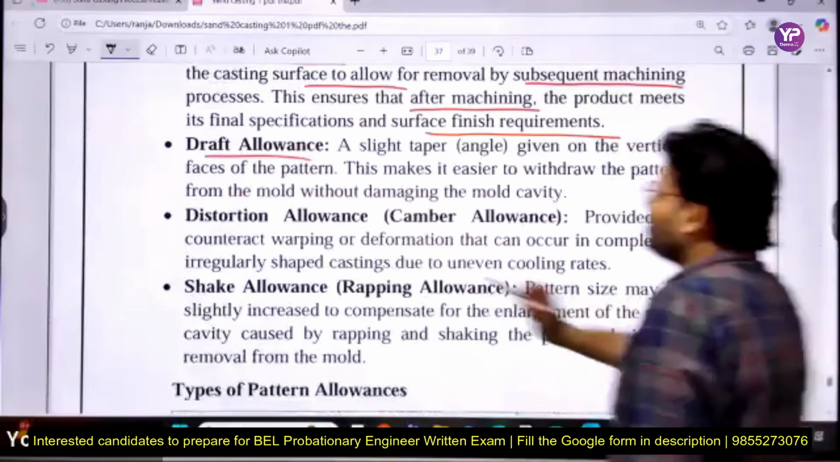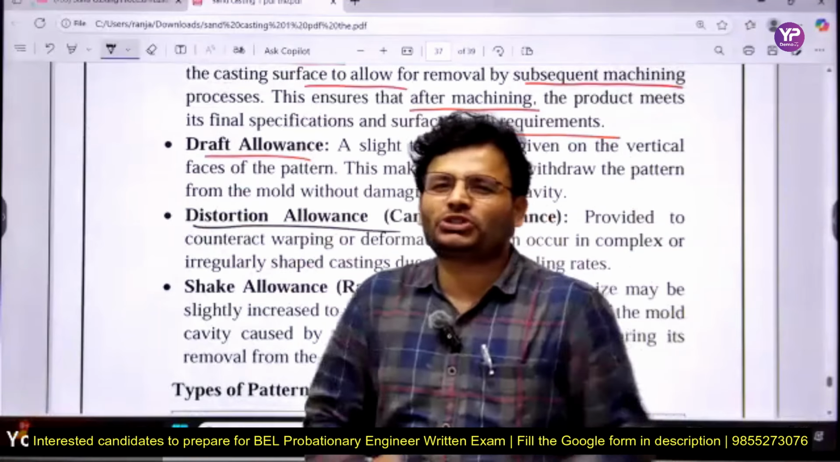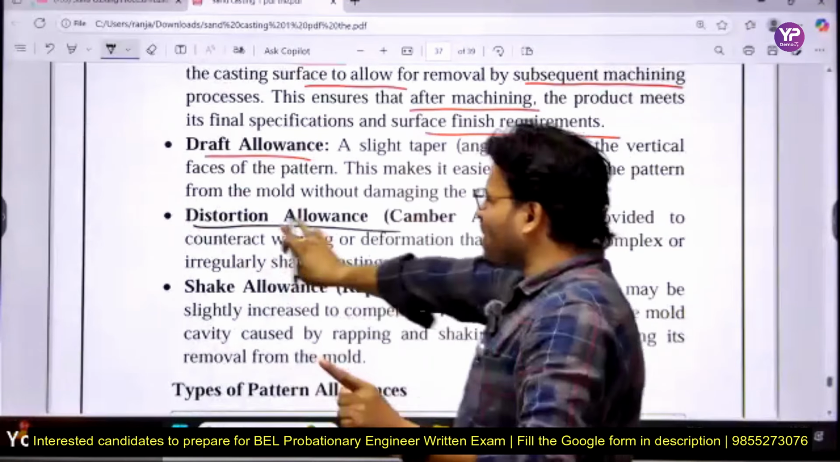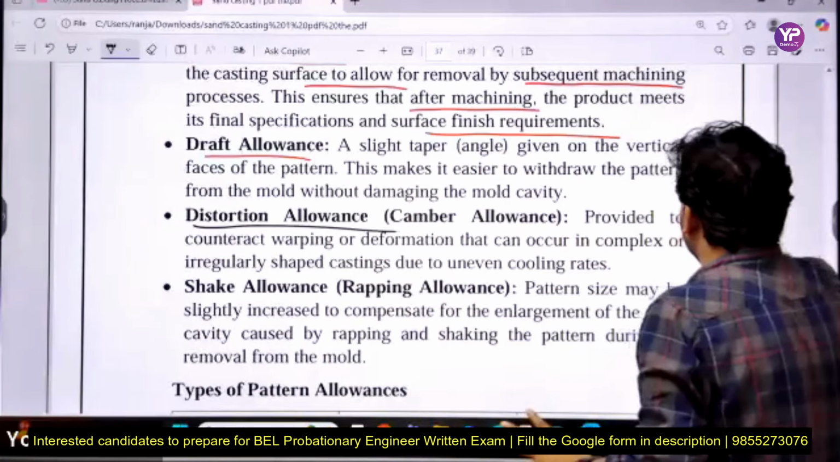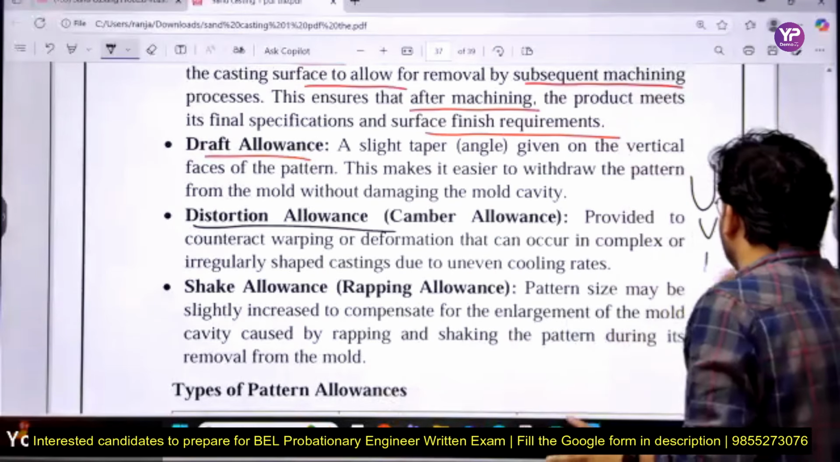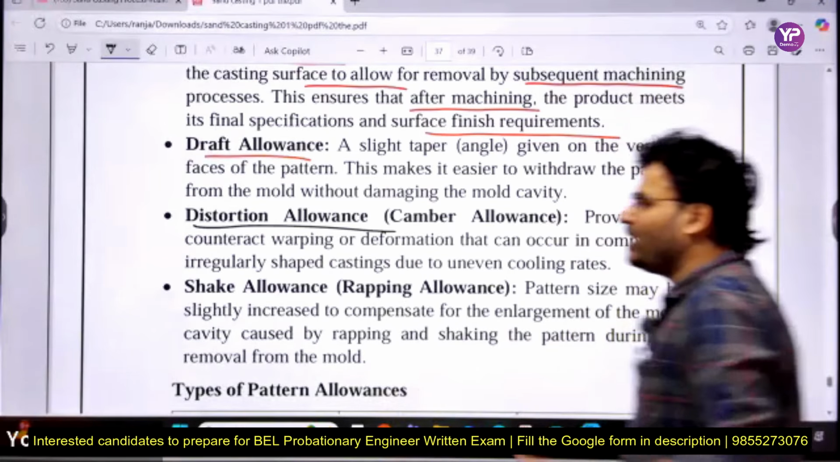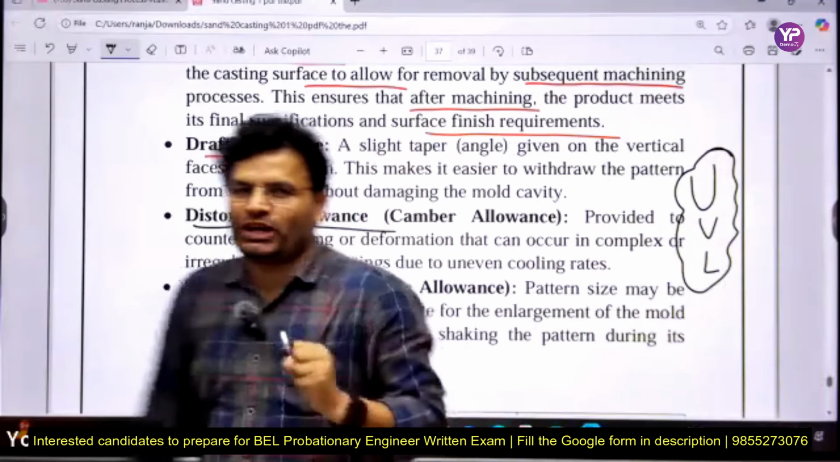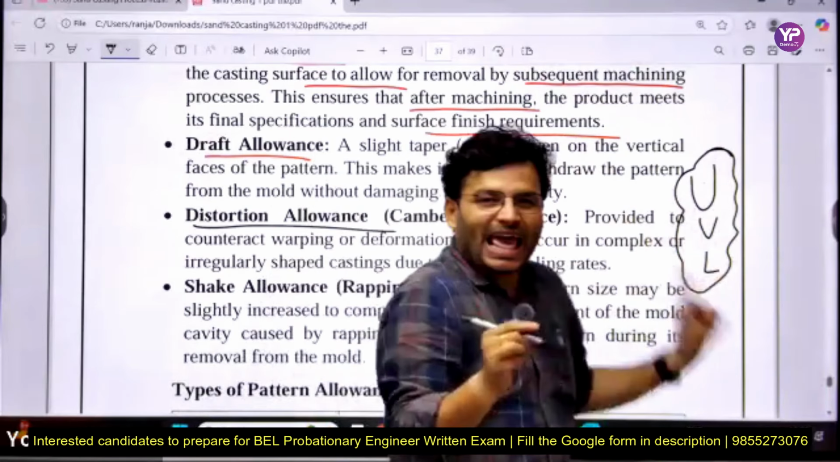Distortion. My dear friends, distortion allowance generally comes because of distortion. Especially this type of allowance we can see whenever you have to weld or cast a U shape, V shape or L shape. You can find this type of allowance in a product having such a shape. Please remember that one: U, V or L shape.